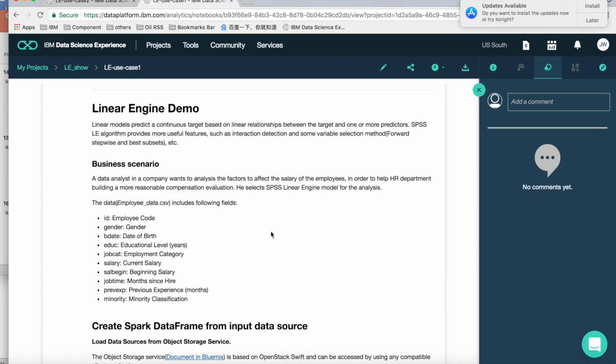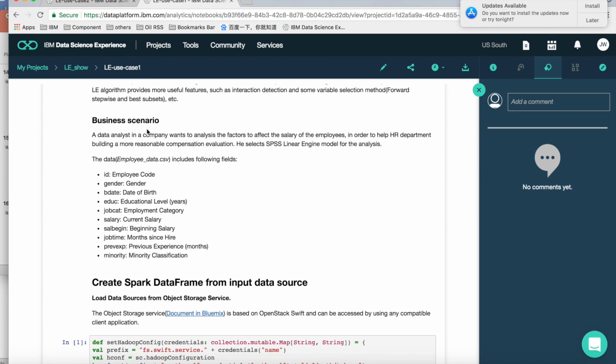This is the basic framework of the DSX. The first part is some comments on this and the business scenario. I will introduce the data. Firstly, the data includes the following fields: ID, gender, date of birth, education level, employment category, current salary, beginning salary, months since hire, previous experience, and minority classification.